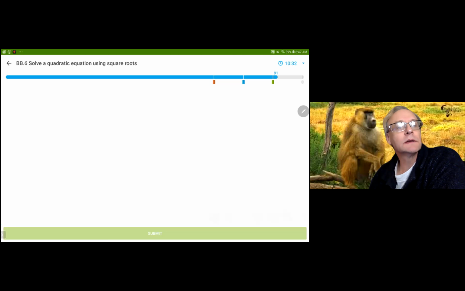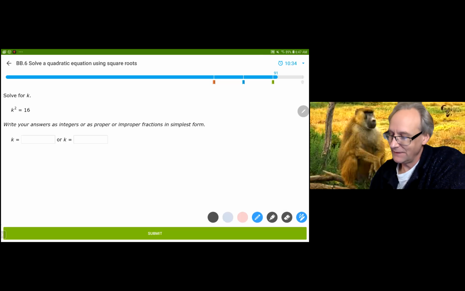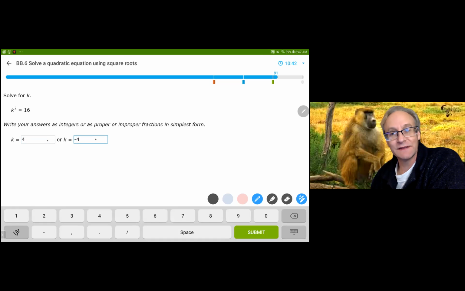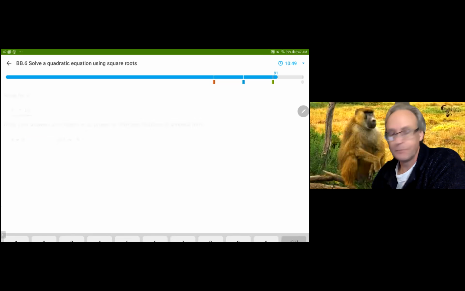Okay, let's see. Well, they gave us an easy one, 4 or negative 4. I think a lot of people just grab that 8. Be careful. 8 times 8 is 64. 4 times 4 is 16. We're looking for the 16 as the perfect square.